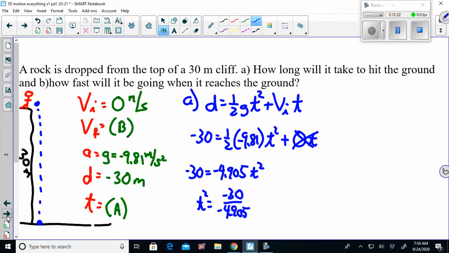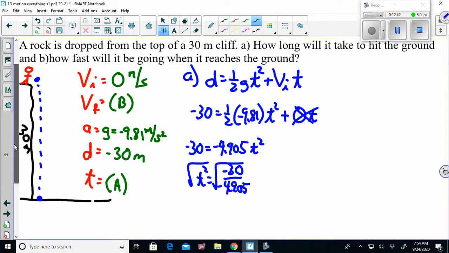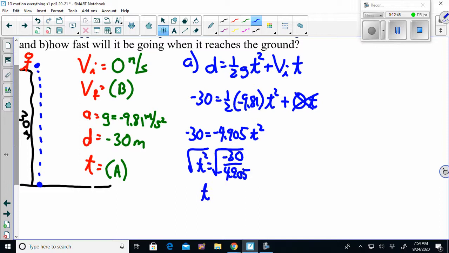So 30 divided by 4.905 is 6.12. And then I'm going to take the square root of both of those. So the square root of 6.12 gives me a time of 2.47 seconds. Okay, 2.47 seconds for that rock to hit the ground.